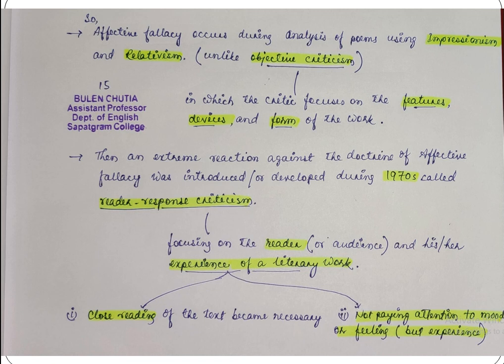Okay. After that, another criticism came out to reduce the affective fallacy. This is called reader response criticism in 1970s. Reader response criticism. Here, the reader is given the most importance, okay, utmost importance. That is, the reader will judge the literary work without having the personal intimacy with the writer, without having the biography of the writer, without having the background of the poem, okay. Without having the historical background of the poem, without having the personal experiences with that particular text.